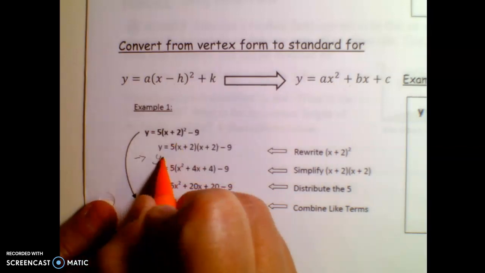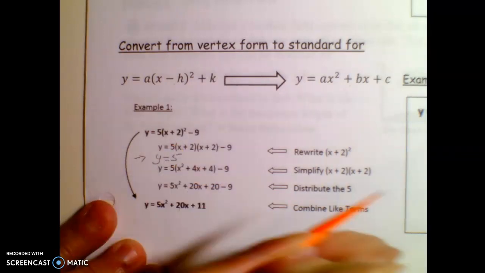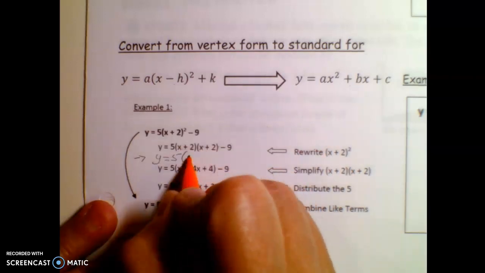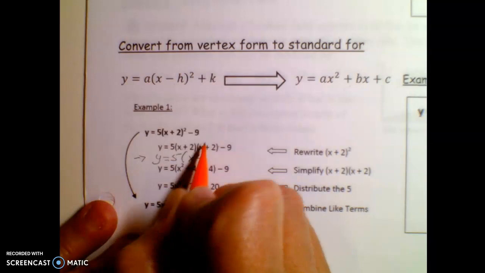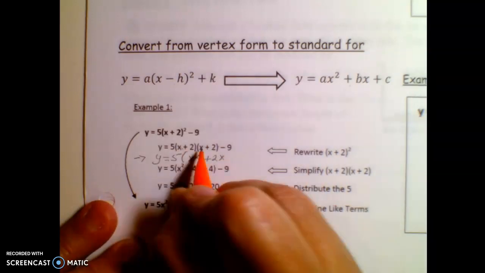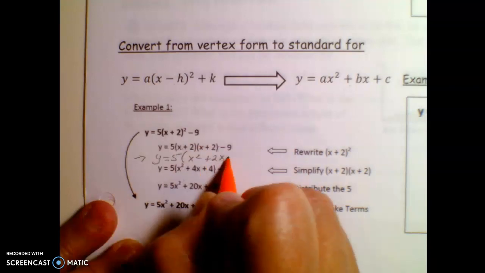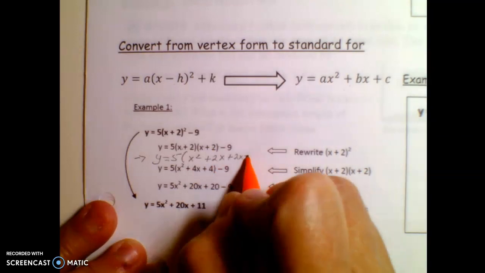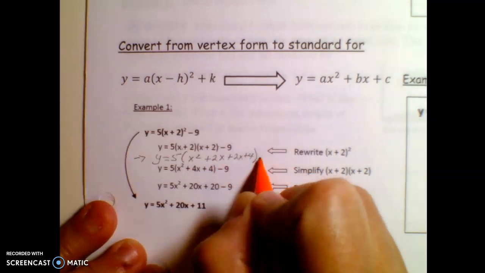We'll do y is equal to, I'm going to leave the 5 alone, it just stays put. And now I'm going to distribute. x times x is x squared. x times 2 is positive 2x. Now I'm doing 2 times x is positive 2x. And 2 times 2 is 4. And we still have our minus 9.